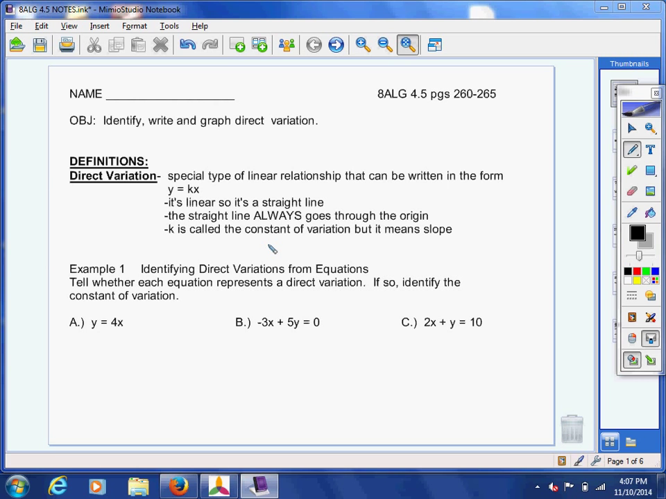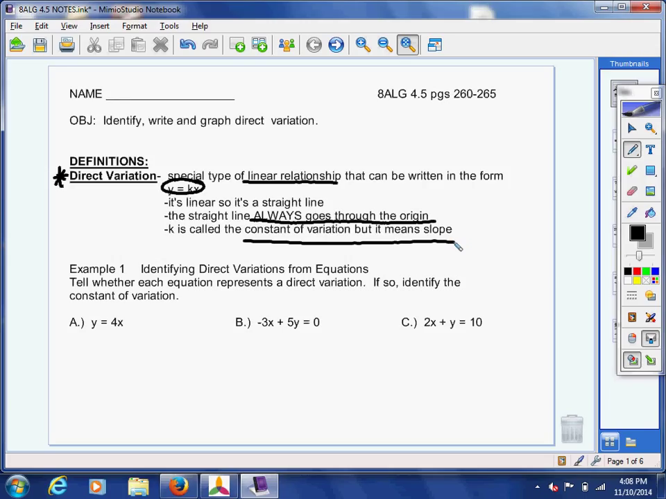All right, so let's look at our definitions here. A direct variation is a special type of linear relationship. So it's still a straight line, but it's written in the form y equals kx. It's linear, it's a straight line, and that straight line always goes through the origin. Always, always, always. And we call the k in this particular equation the constant of variation. But it definitely means slope. It ties in and does mean the slope of the line.